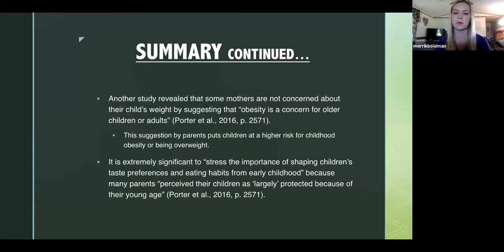Another study revealed that some mothers are not concerned about their child's weight by suggesting that obesity is a concern for older children or adults. This suggestion by parents puts children at a higher risk for childhood obesity or being overweight. It is extremely significant to stress the importance of shaping children's taste preferences and eating habits from early childhood, because many parents perceive their children as largely protected because of their young age.